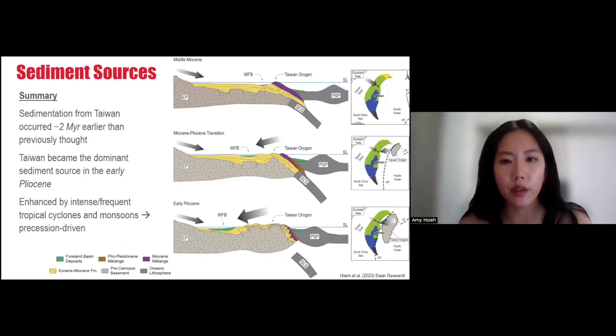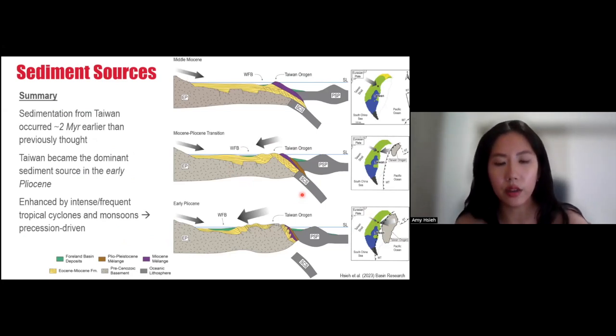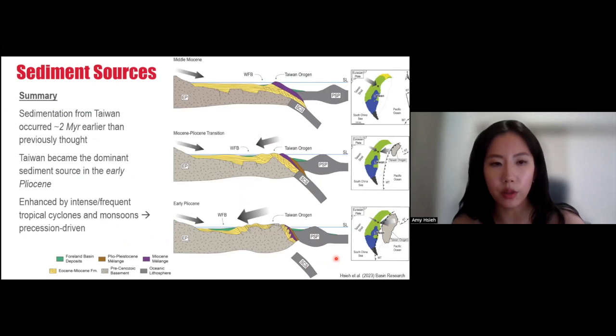So in summary, our results show that soon after Taiwan emerged from the Pacific Ocean, it rapidly became a major source of sediment to the Western Foreland Basin at the Miocene-Pliocene boundary, which is approximately 2 million years earlier than previously thought. And then in the early Pliocene, just under 1 million years, sediment supply from Taiwan overwhelmed contributions from Eurasia, and it became the dominant source to the Western Foreland Basin.